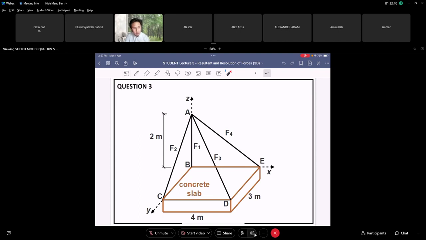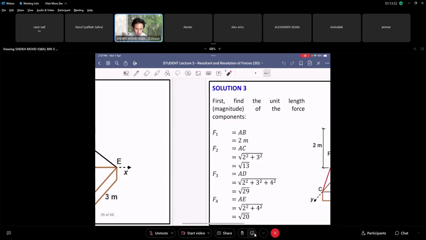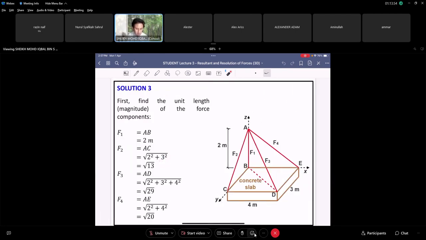So you calculate the data that you have first. Length is given, which is the magnitude. So you try to calculate the length of the magnitude for each and every force here. I've calculated F1, which is 2 meter, and then calculated F2 using Pythagoras theorem, F3 also using Pythagoras theorem, and finally F4 also using Pythagoras theorem. So now we have the magnitude of all the forces, F1, F2, F3, and F4.